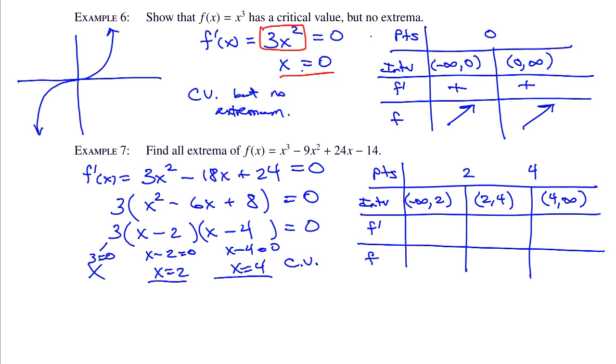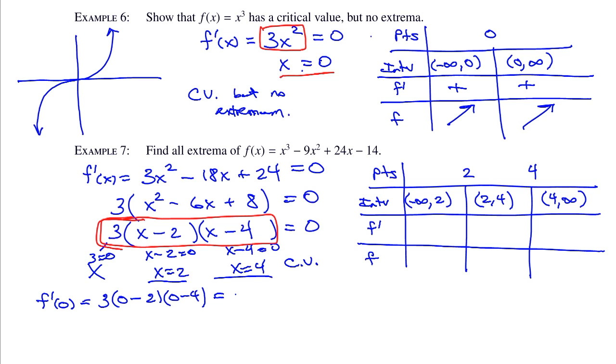Again, I think it's easiest to use the factored version of the derivative to determine the signs of the derivative, but you're welcome to use any version you'd like. We just have to pick up on some points. So f prime of 0 would be 3 times 0 minus 2 times 0 minus 4, and that would be positive. I'm going to pick up f prime of 3. This would be 3 times 3 minus 2 and 3 minus 4. I have positive, positive, negative, so that's a negative.